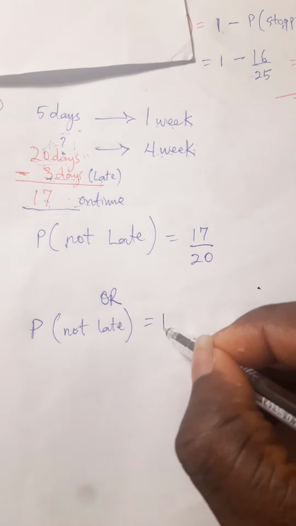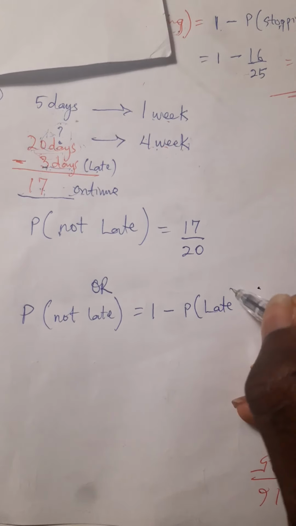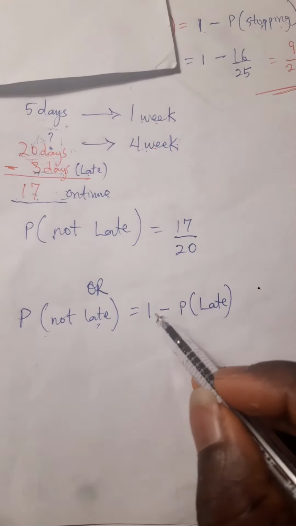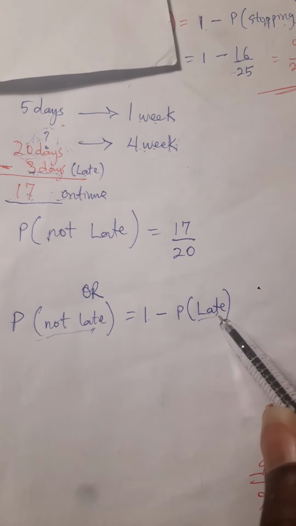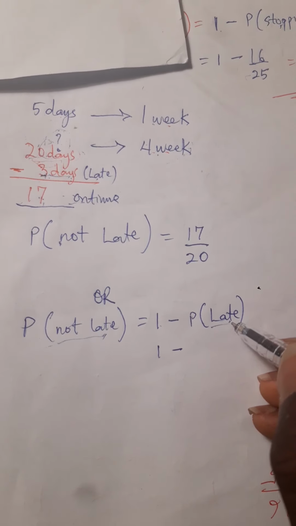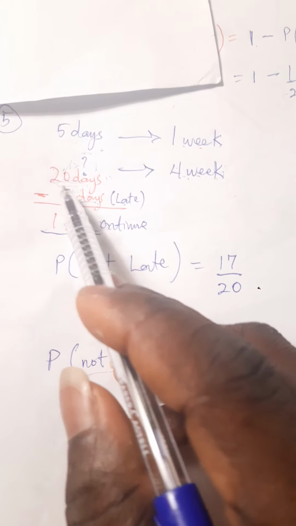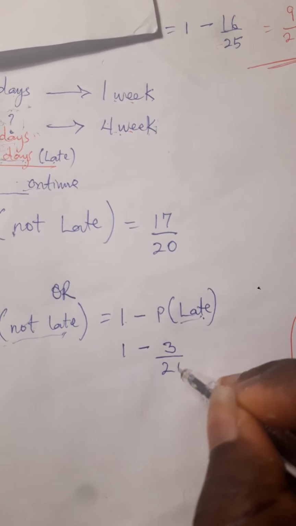Or you say the probability of not late means what? 1 minus probability of late. Do you understand? Probability of not late means 1 minus probability of late. This is a negative statement and this is a positive statement. So I have 1 minus. Now what is the probability that she was late? She was late for 3 days, okay? It means 3 over 20.